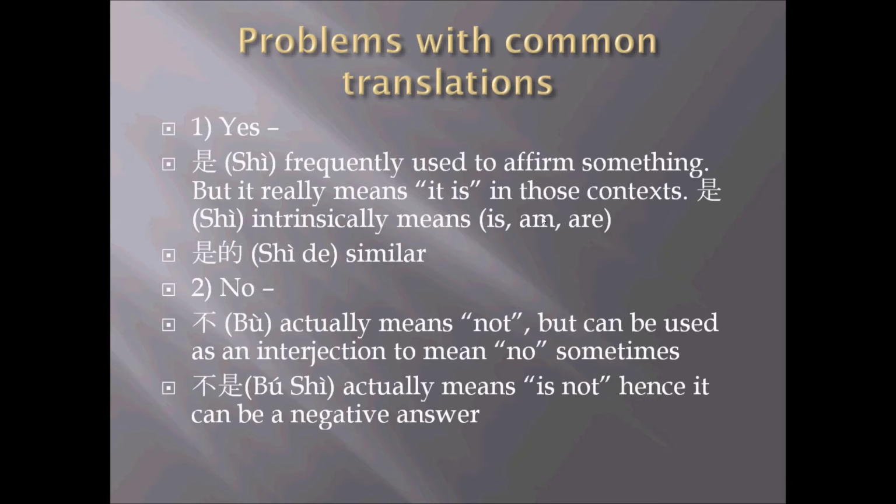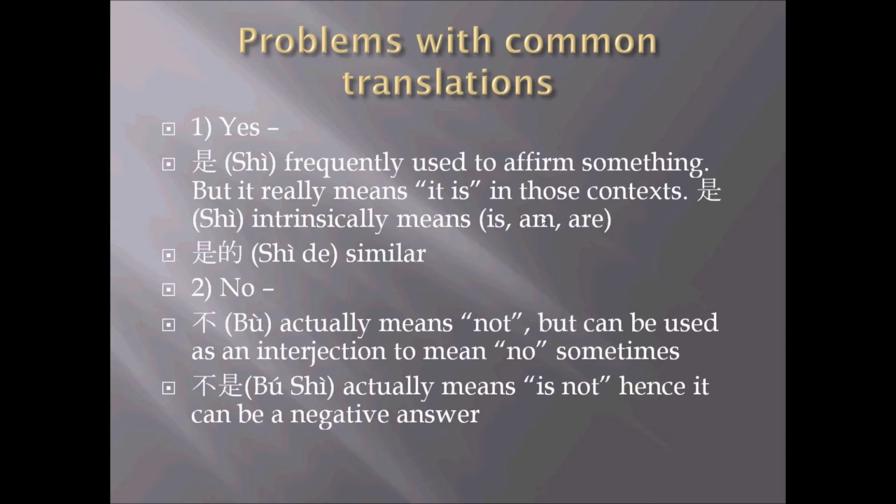Yes is commonly translated to 是, because 是 is often used to affirm something. But what 是 really means is "it is," or it also means is, am, are. And I have a video about that that I'll refer to as well. Another one is 是的, which is also similar to 是. But I'll show you later why those don't always work.